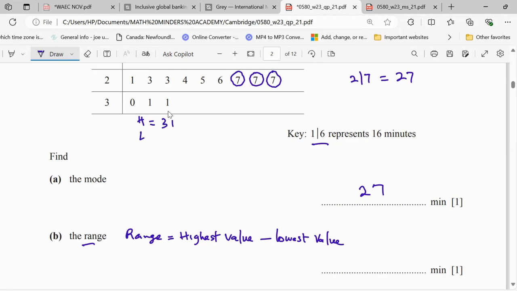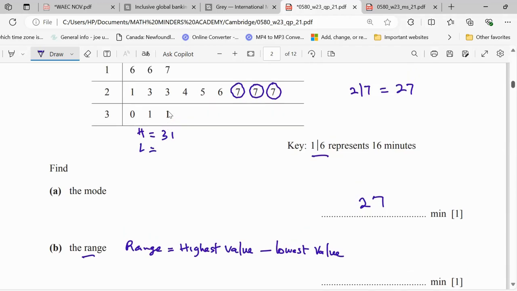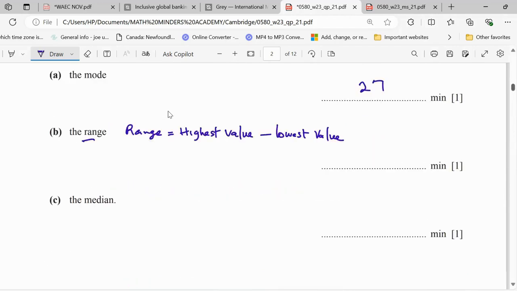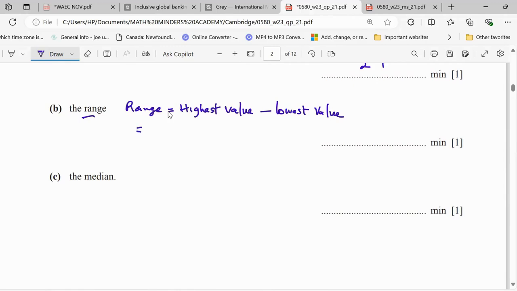Our lowest value, let's push up and we see our lowest value. Look at our lowest value, 16. So our lowest value is 16. So our range is going to be 31 minus 16. And when we do 31 minus 16, we are going to get 15. So that's our range. So we move on to the C part of this question.